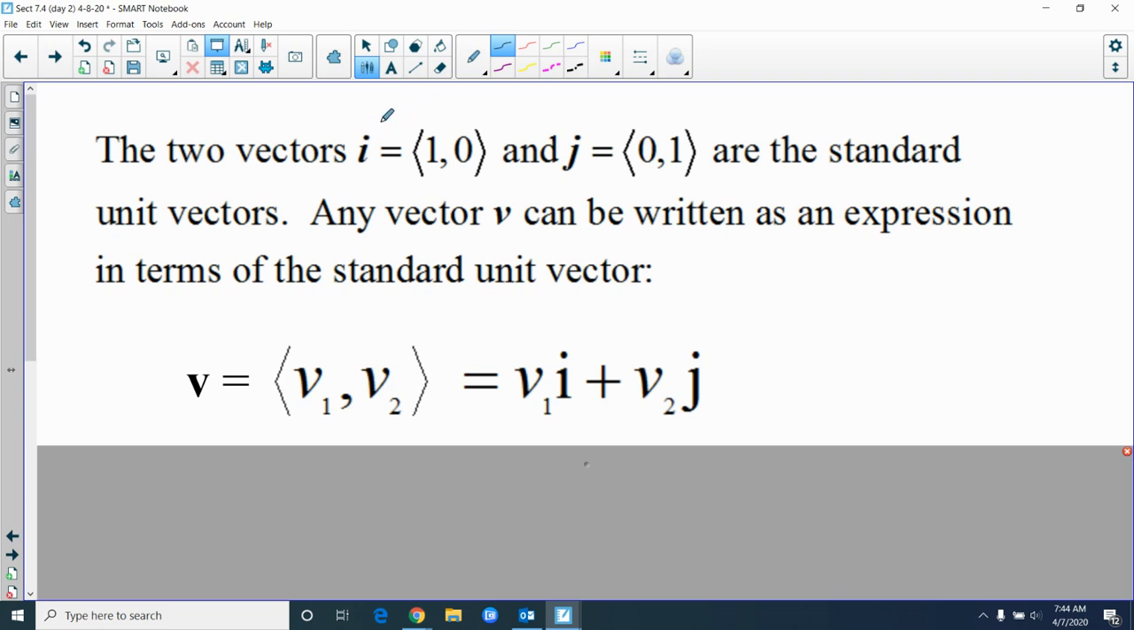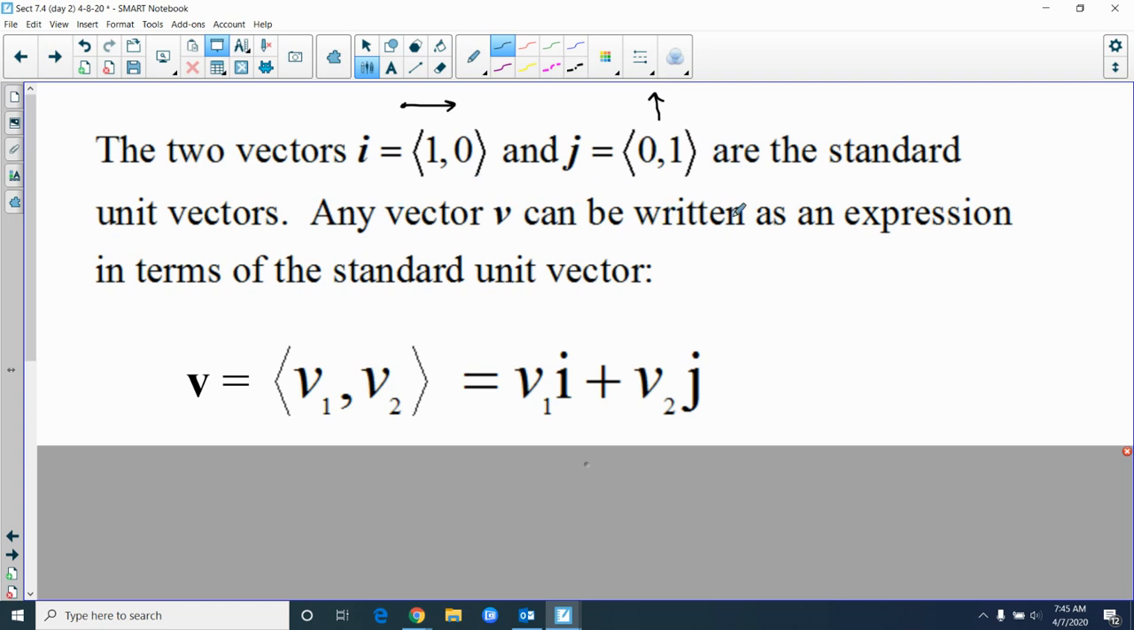Now we're going to get into what's called the IJ method. It is essentially the same as position vectors, just a little bit nicer notation, a little bit easier to work with. Like I said, there are multiple ways to do these, and each way has its advantages. The two vectors i and j are called the unit vectors. I is basically the vector 1, 0, which is the position vector right along the x-axis, and j is a position vector along the y-axis, 0, 1.